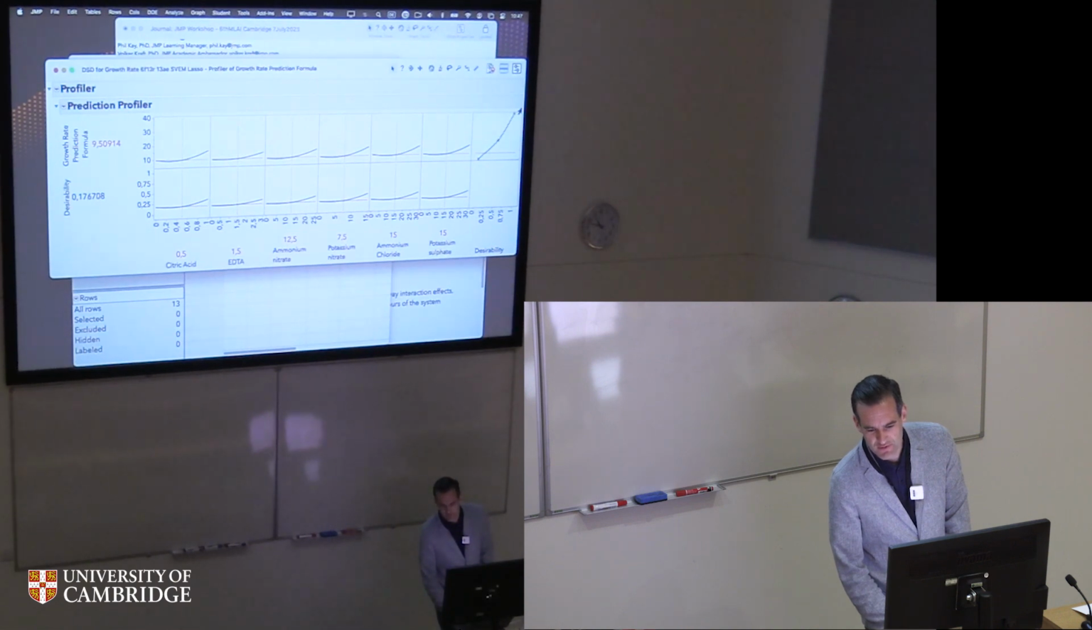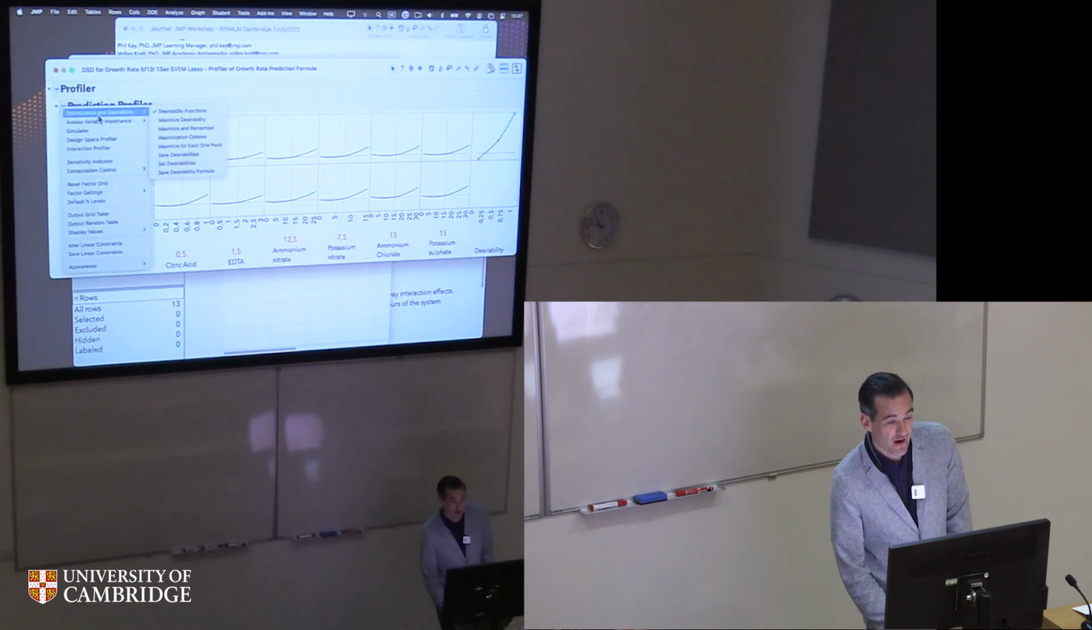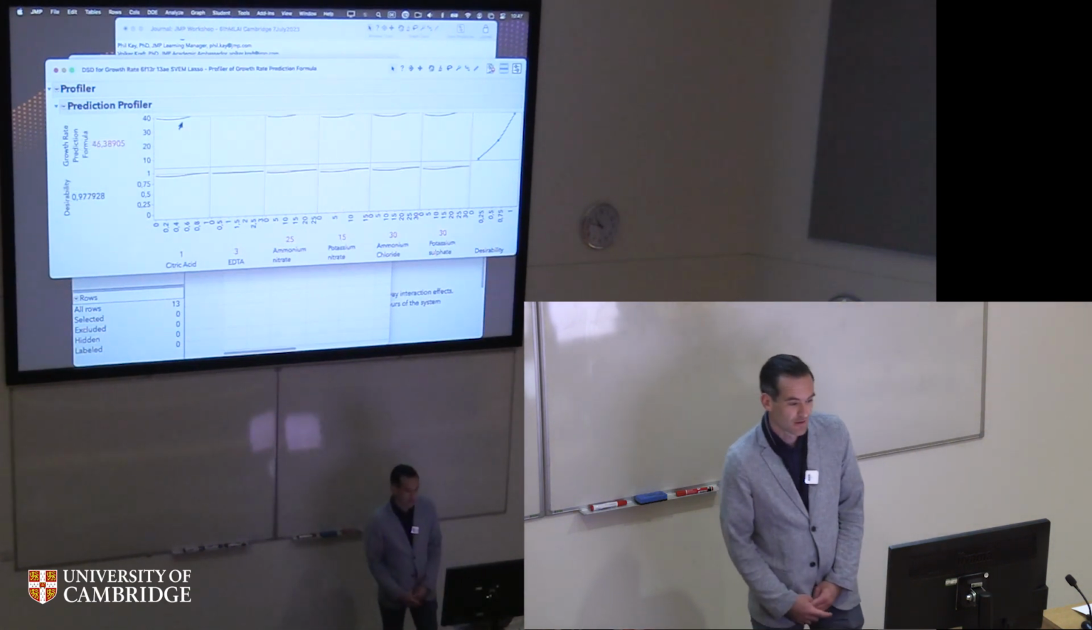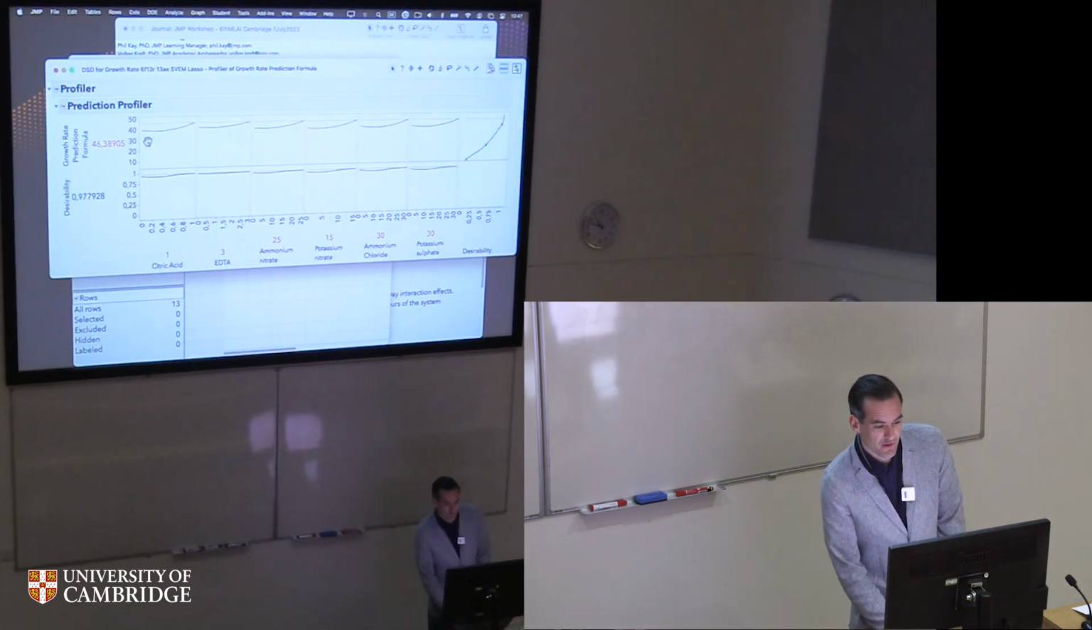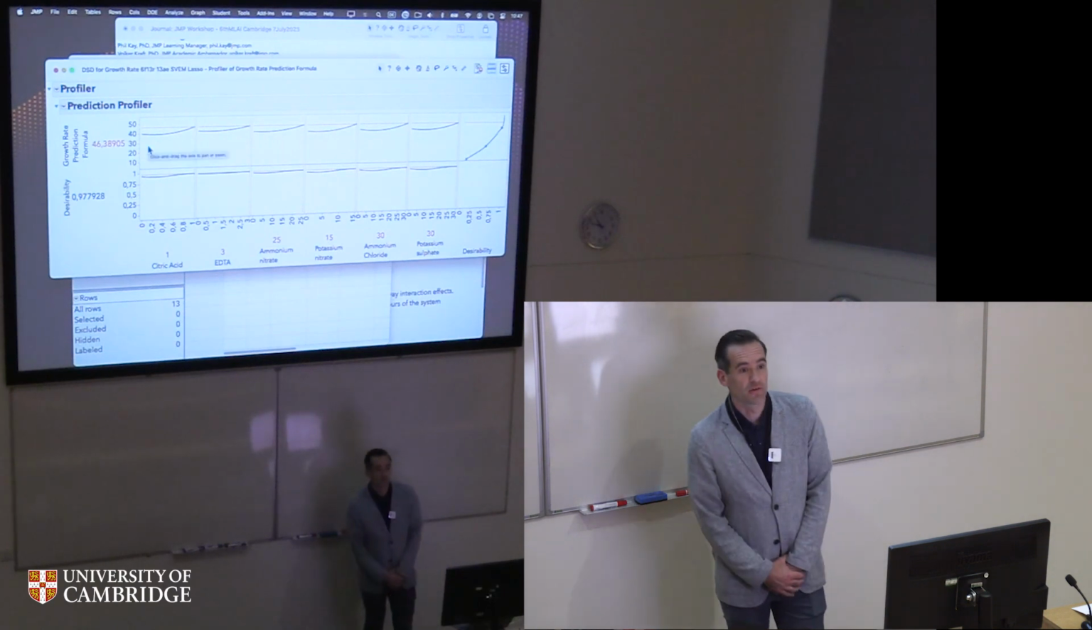But let's say we just want to maximize it, so I'll just keep it set like that. Then having defined what is most desirable, you can just say maximize desirability, and it will go away and find the combination of settings that gives you that target.